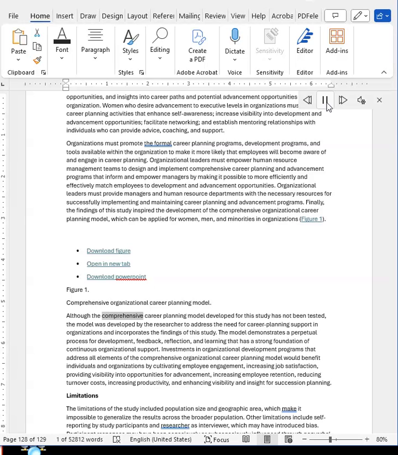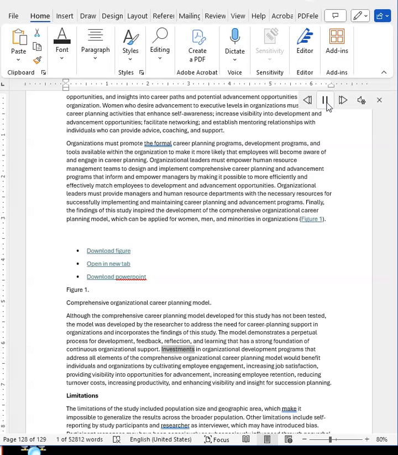Although the comprehensive career planning model developed for this study has not been tested, the model was developed by the researcher to address the need for career planning support in organizations and incorporates the findings of this study. The model demonstrates a perpetual process for development, feedback, reflection, and learning that has a strong foundation of continuous organizational support.